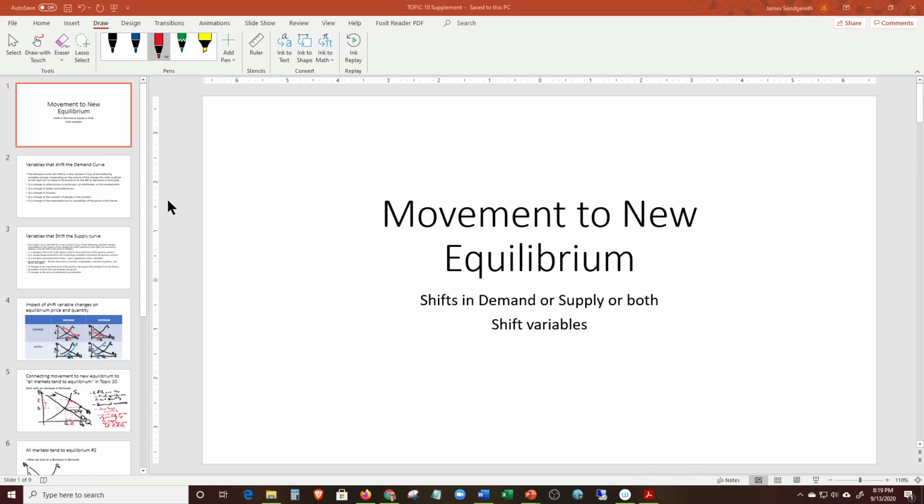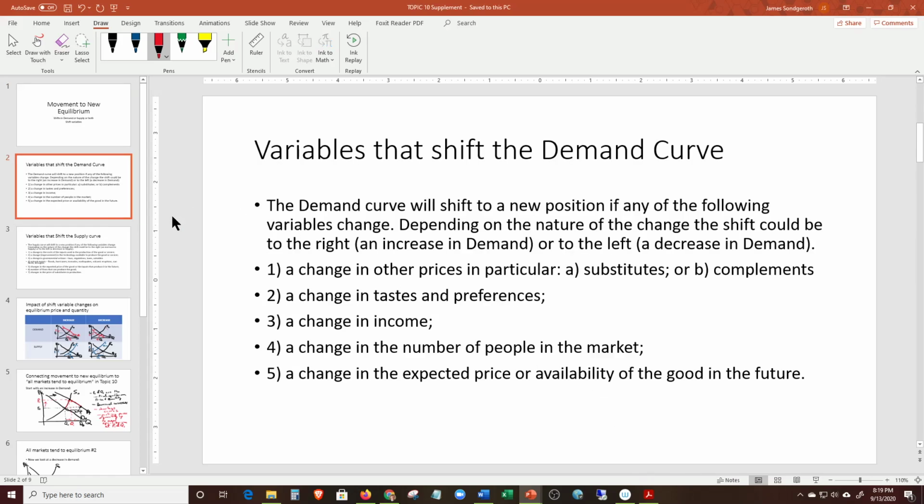So just to review a little bit, the shift variables: there are actually 6 variables that determine quantity demanded, but the 5 that will shift the demand curve are a change in other prices, in particular a change in the price of substitutes or a change in the price of complements. And depending upon the nature of the change, it might shift the demand curve to the right, increasing it, or to the left, decreasing it.